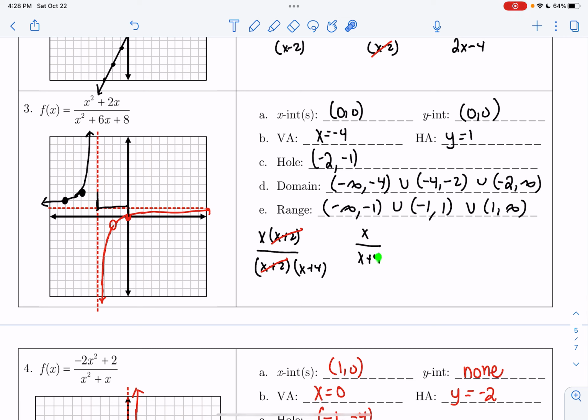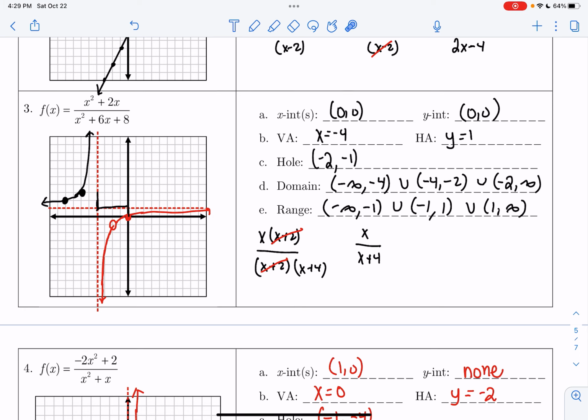This x plus 4 is a non-canceling factor in the denominator. This x is a non-canceling factor in the numerator. And x plus 2 is a canceling factor in the numerator and denominator because they both cancel to get that hole.